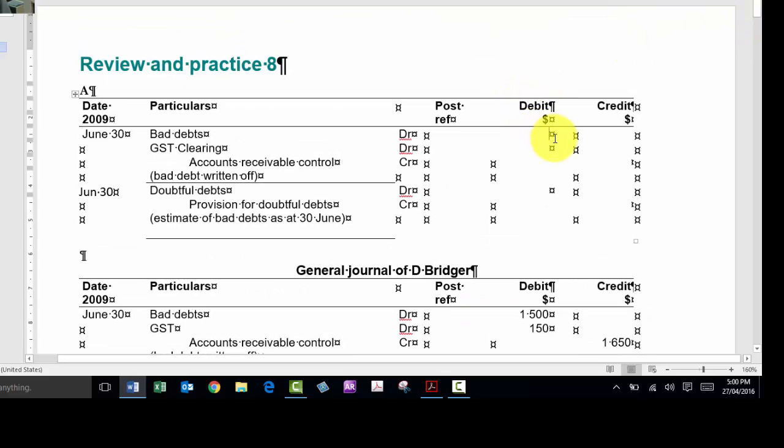So in the first instance, $1,500 worth of bad debts, that's a debit. Remember that when we made the original sale, we would have credited GST clearing, therefore we have to debit that back, and the total amount of debt that we have to credit to accounts receivable control was $1,650. Initially, when the sale was made, there would have been debits to accounts receivable $1,650, GST clearing $150, and the sale $1,500. But that's gone bad. Therefore, we've got the reversal in terms of the bad debt.